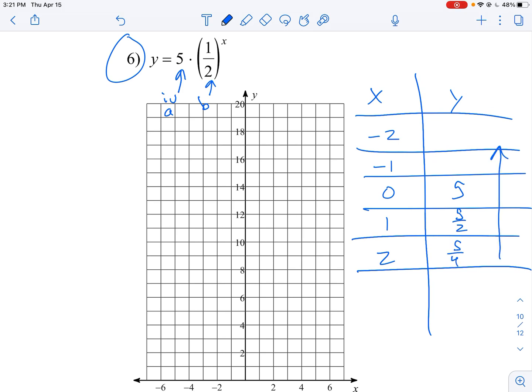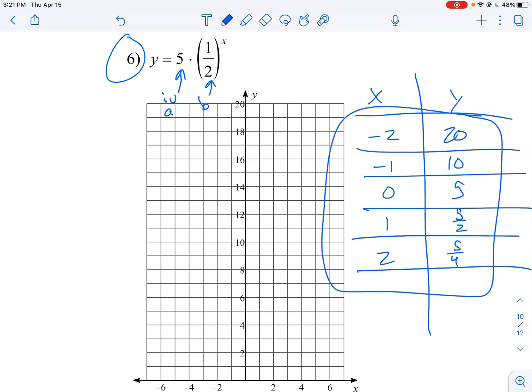And if you're going to go the other way, it is dividing by 1/2. Well, dividing by 1/2 is timesing by 2. So I'm going to go up here and times by 2, I get 10. Times by 2, I get 20. And if you want, you can check any of these. Like you plug in -1 here, put in your calculator, 5 times 1/2 to the negative first power, you'll get 10. But you can check in and make sure.